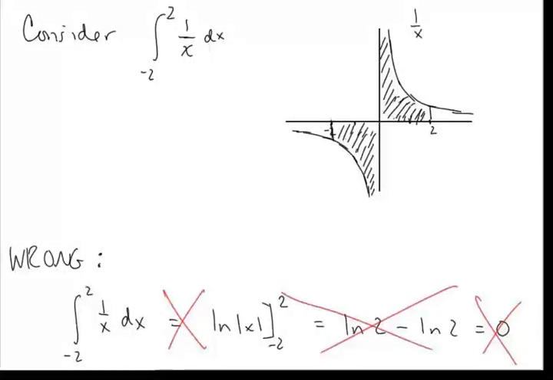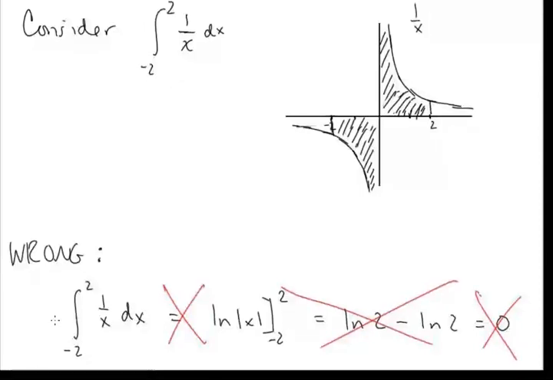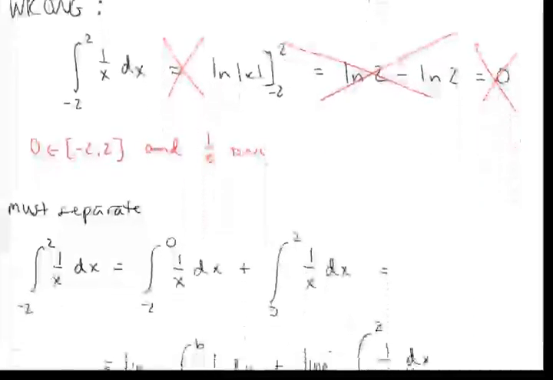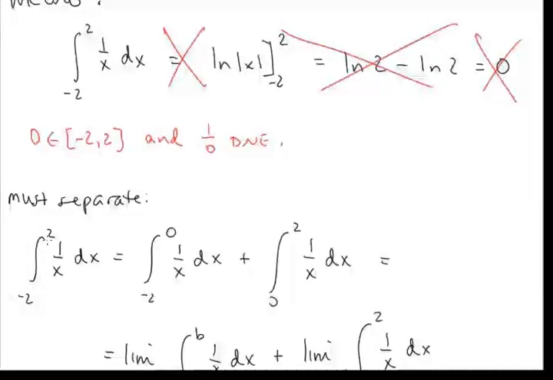Remember that this rule of taking the antiderivative, plugging in your bounds, and subtract is only true when f, our integrand, is continuous over the interval. And this is not true in this case. 1 over x is not continuous from negative 2 to 2, so those rules do not apply. And we have to set this up as two improper integrals. So we must separate it from negative 2 to 0, because that's the discontinuity, and 0 to 2.